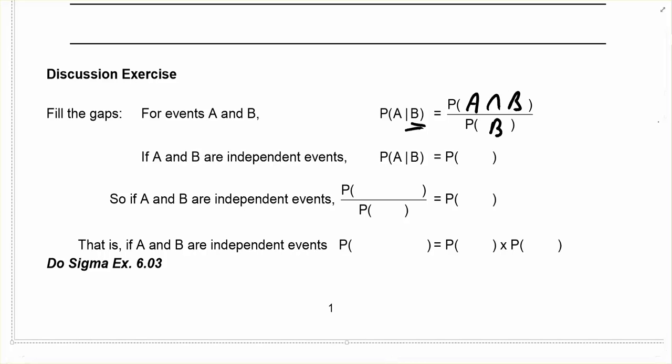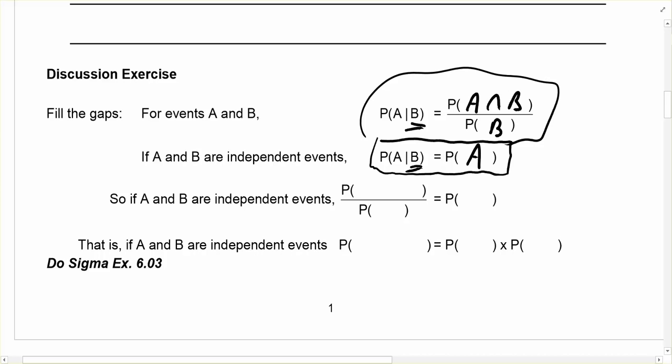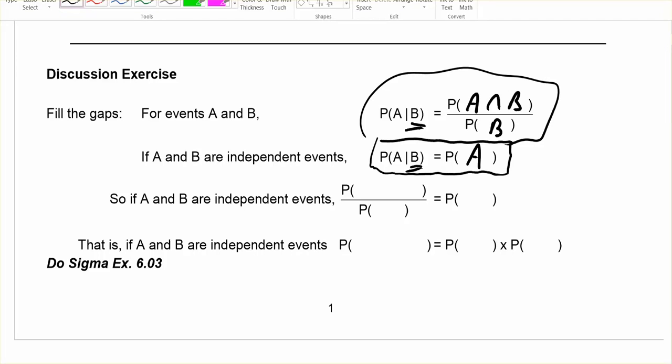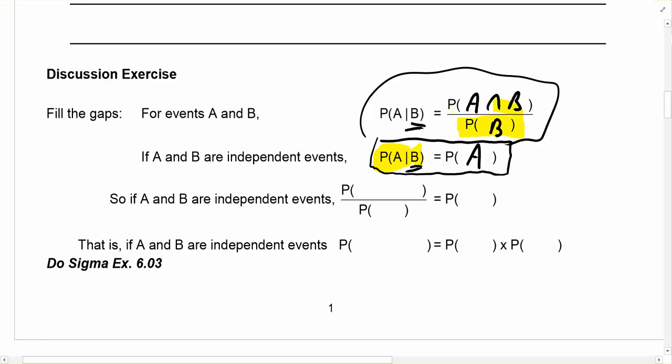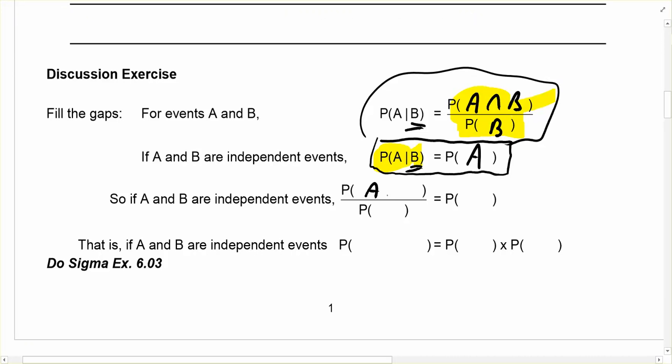If A and B are independent events, then we know that the occurrence of event B doesn't change the probability of A happening. So we get the statement here. If independent, then probability of A given B is the same as the probability of A. So putting these two formulae together, the probability of A given B, the left-hand side, can be written as the probability of A and B divided by the probability of B. And if they're independent, then that equals the probability of A, doesn't it?